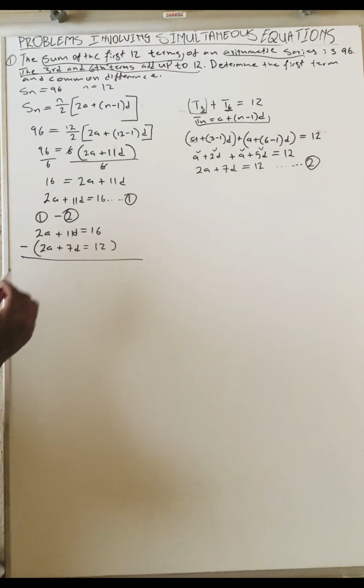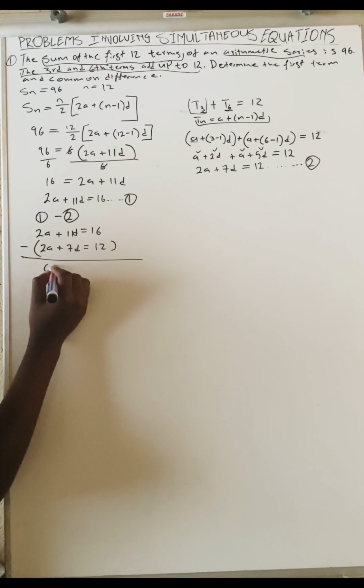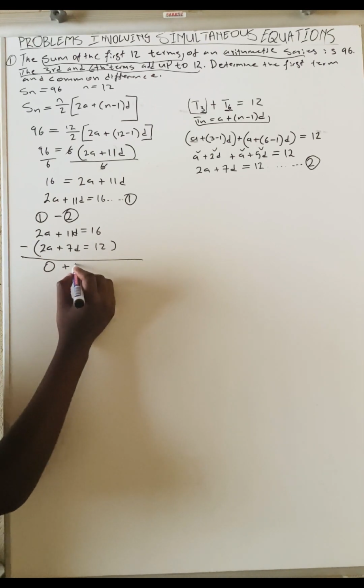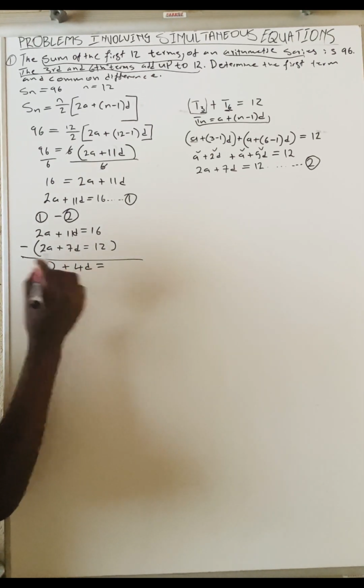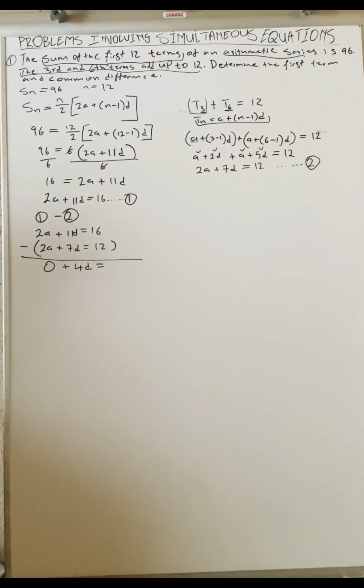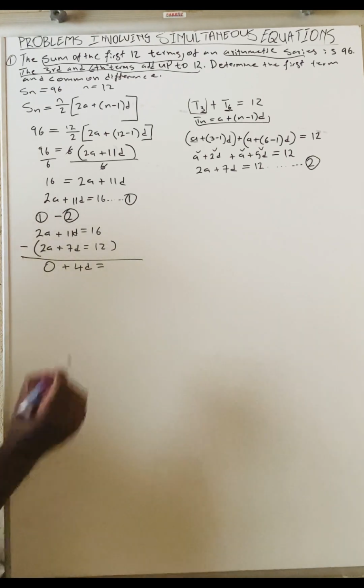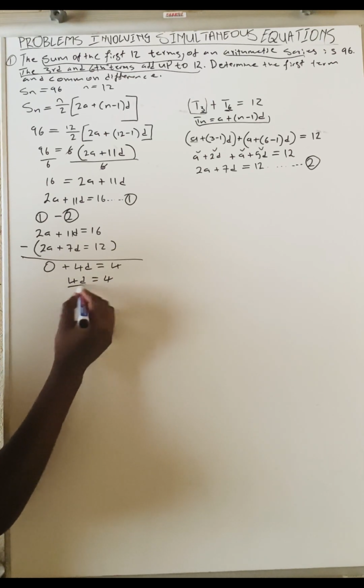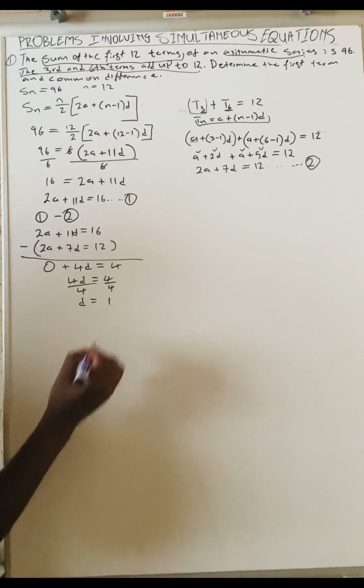Then here, 2A minus 2A will give us 0. Plus 11d minus 7d, you will get 4d. It is equal to 16 minus 12, which will give us 4. So 4d is equal to 4. Then we divide both sides by 4. Then our d will be equal to 1.